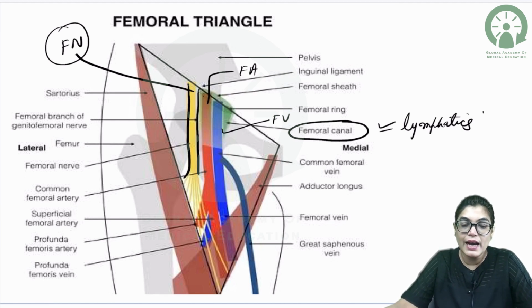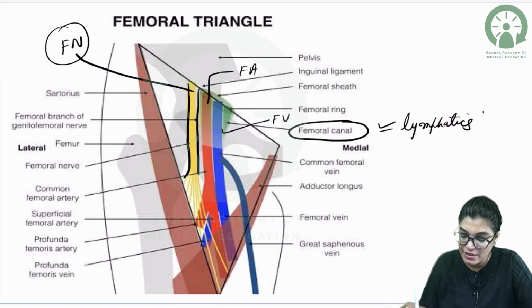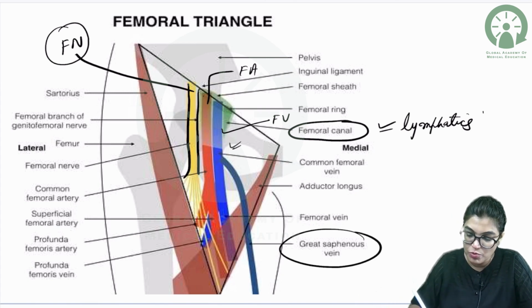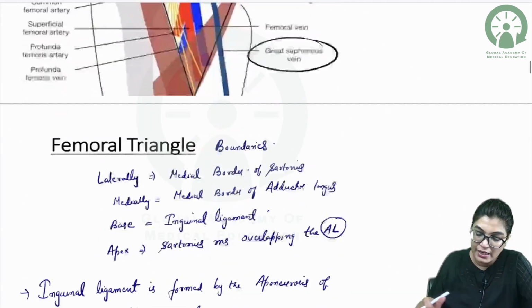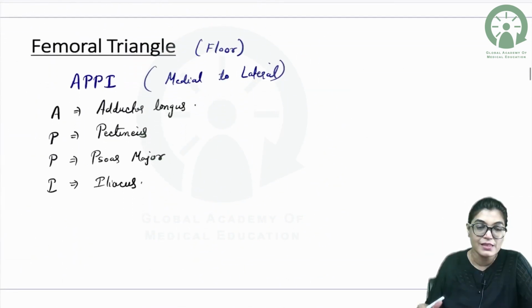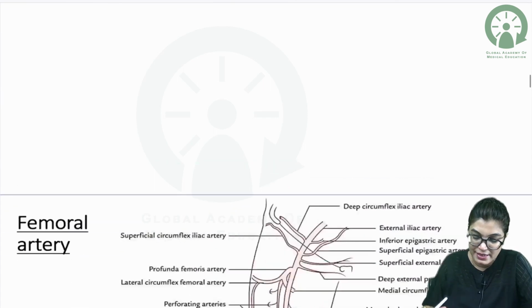Other than that, the other contents in the roof are branch of ilioinguinal nerve, superficial branches of femoral artery accompanied by the tributaries of femoral vein, and the upper part of great saphenous vein. You can see here, this is the great saphenous vein which drains into femoral vein. Great saphenous vein is the content of roof, and also the superficial inguinal lymph node. So please write down the content separately for the roof and separately for the content residing inside.